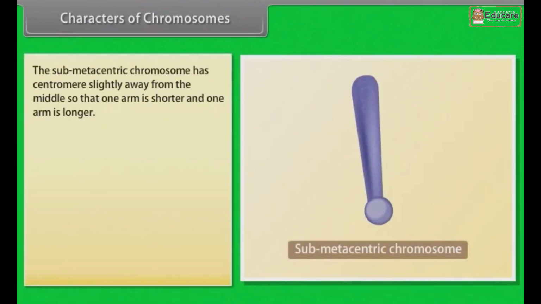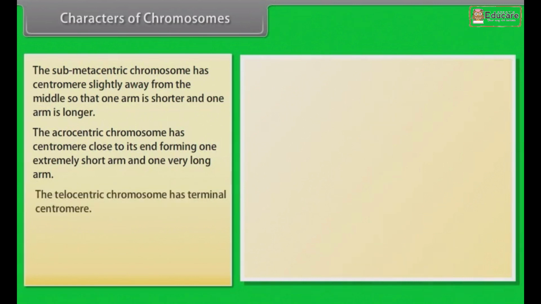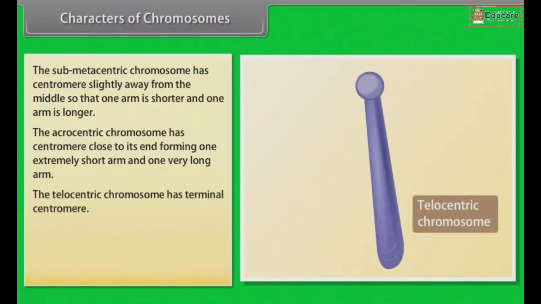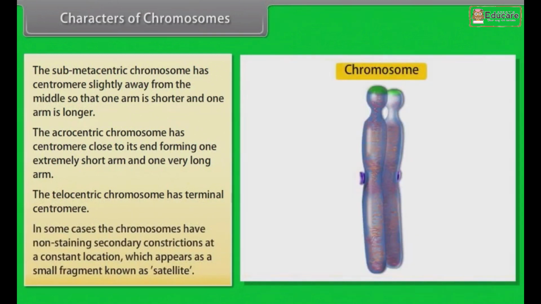The submetacentric chromosome has the centromere slightly away from the middle so that one arm is shorter and one arm is longer. The acrocentric chromosome has the centromere close to its end, forming one extremely short arm and one very long arm. The telocentric chromosome has a terminal centromere. In some cases, the chromosomes have non-staining secondary constrictions at a constant location, which appears as a small fragment known as satellite.